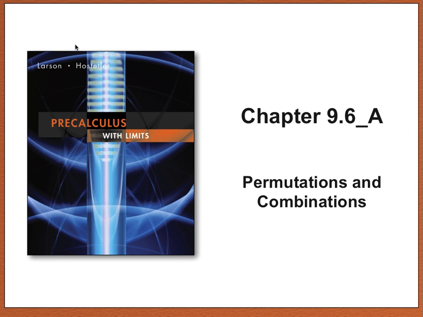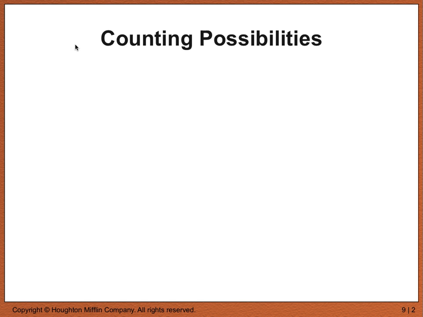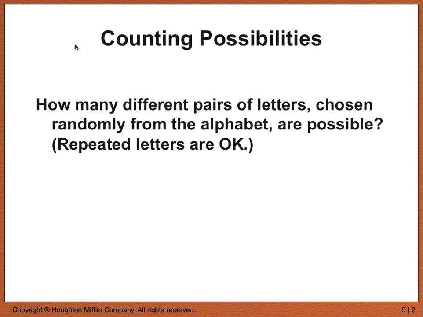This is section 9.6a, permutations and combinations. First, let's talk about counting possibilities, or counting the number of possibilities for various events. And this is a good example to illustrate what we mean by counting possibilities.